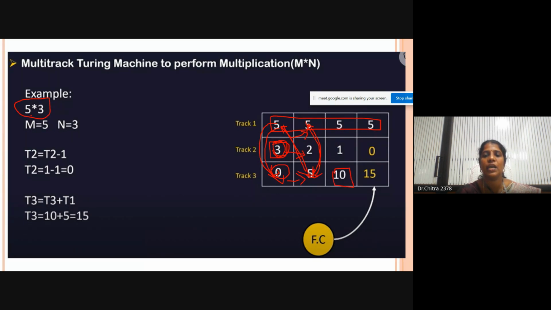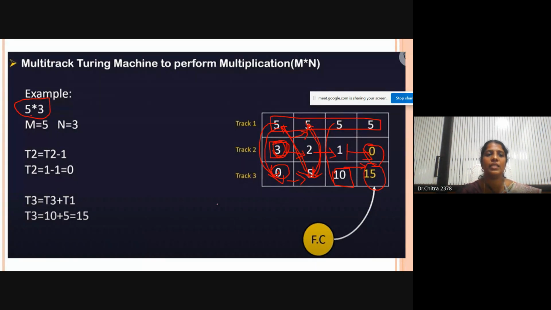10 is placed here. Now what is the next step? Decrease the value of track 2. Then 2 is decreased to 1. Now it is 1. Again add track 1 and track 3. Add these two values. 10 plus 5, 15. Move one position right and place that value here. Okay. Then now decrease the value of this one. Now it is 0. If it is 0, that's completed. No need to add it again. So in this manner, the multiplication will be performed.